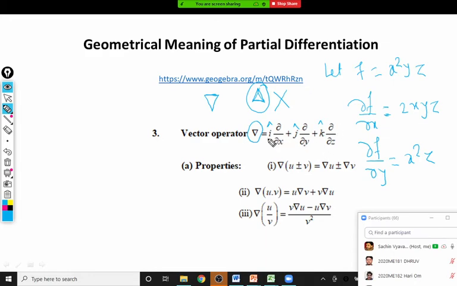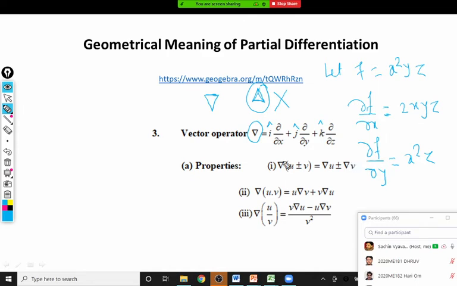This vector operator is useful for us to find the rate of change of a function in any random direction. We do not necessarily calculate only dou f by dou x or dou f by dou y, meaning not necessarily the derivative along the x or y axis only. We can find the derivatives in any random direction. We'll come to that right now.